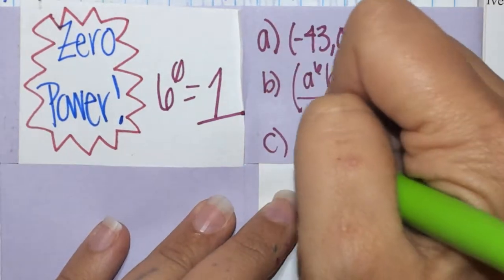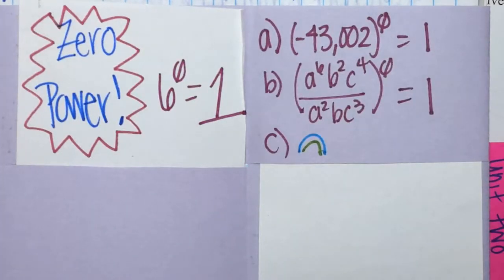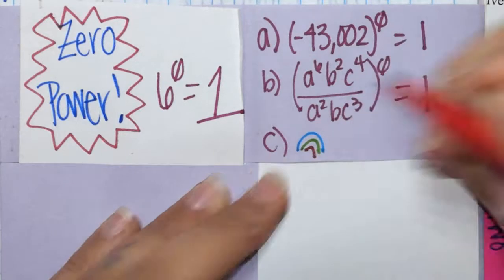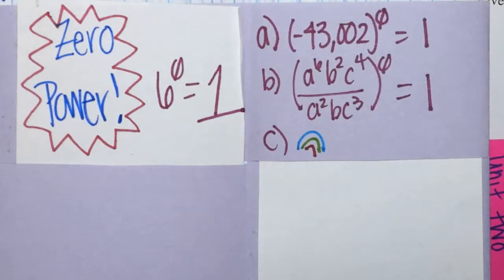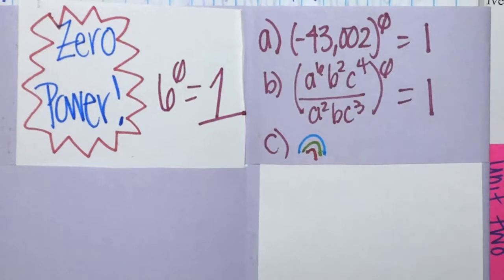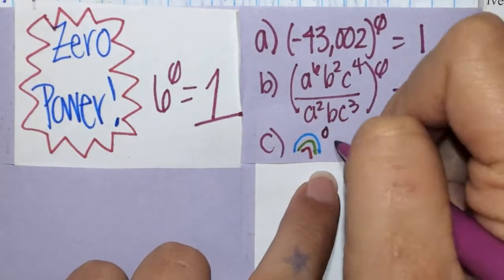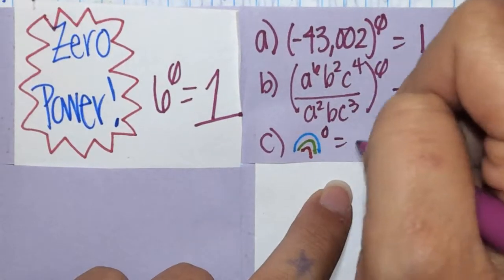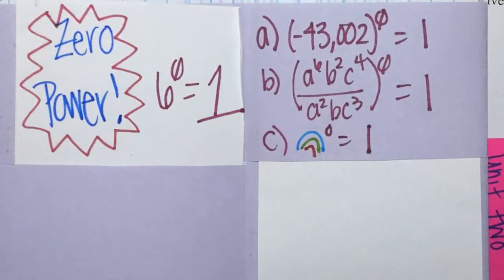If I put a rainbow over a rainbow to the 0 power, what's my answer? 1. But we all know that.